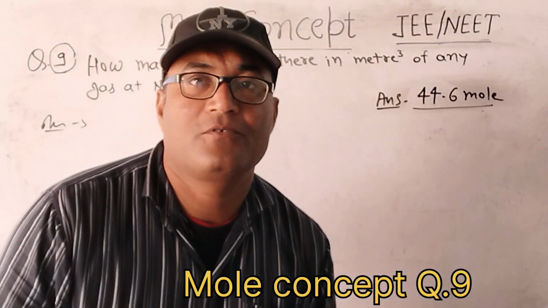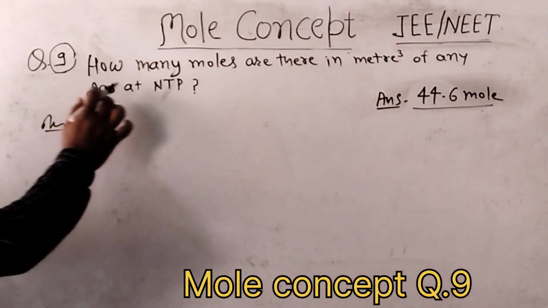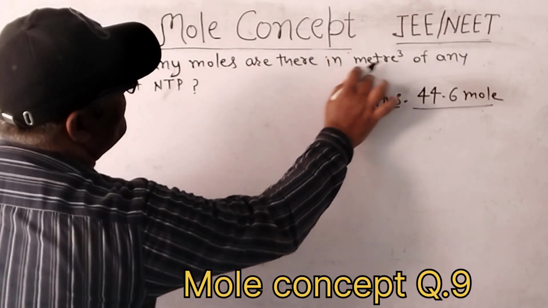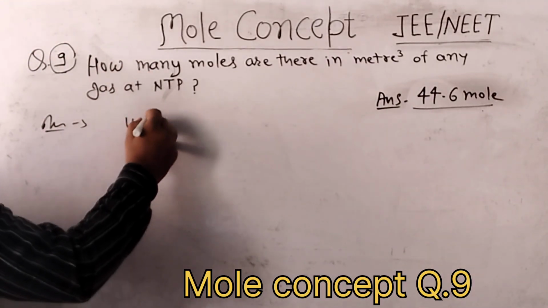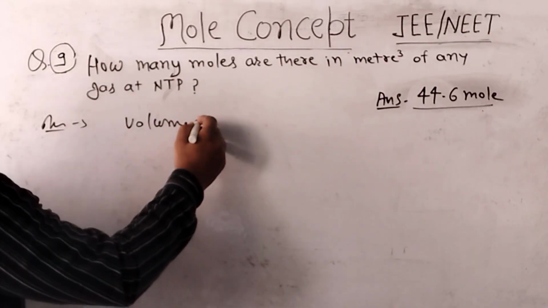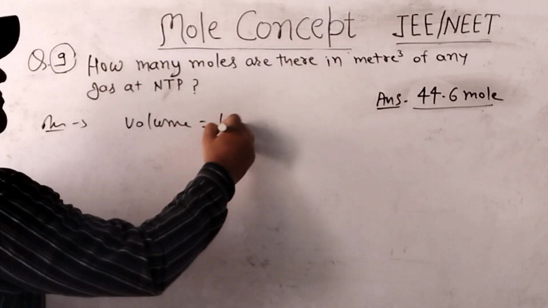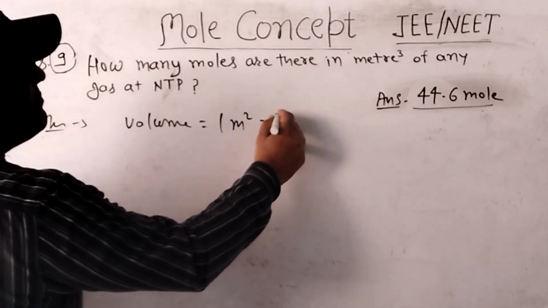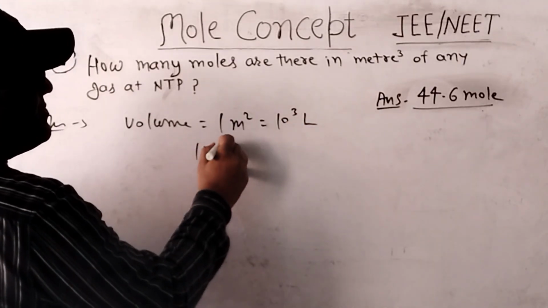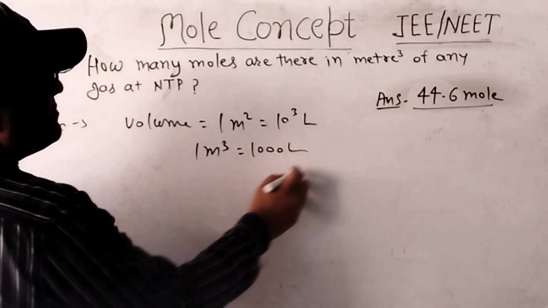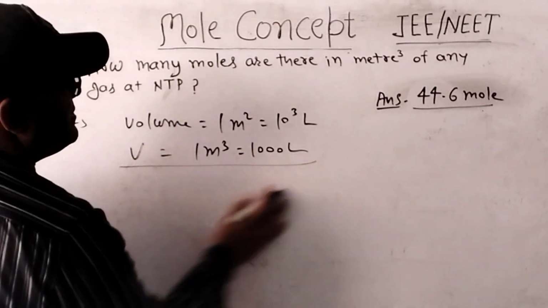Now I am going to solve question number 9. According to question number 9, how many moles are there in 1 meter cube of any gas at NTP? Now the given volume is 1 meter cube, which is equal to 10 to the power 3 liter, or 1000 liter. So here the volume is 1000 liter.